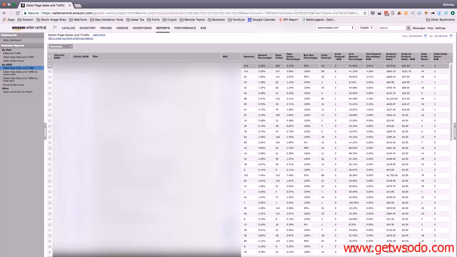So again, that's why I've broken apart this module into driving traffic and into improving conversions, because those are ultimately the two levers that will impact your rank on Amazon. And if you can maximize those two levers, you will drive more conversions, more sales, and you will drive more rank. Hopefully that makes sense.